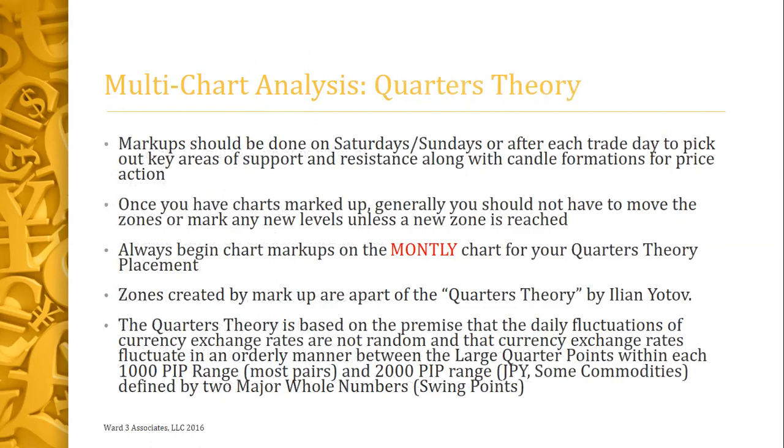Zones created by markup are part of, of course, quarters theory by Elliott Wave. The quarters theory is based on a premise that daily fluctuations of currency exchange rates are not random and that currency exchange rates fluctuate in an orderly manner between large quarter points within a 1,000 pip range for most currency pairs and 2,000 pip range for the JPY pairs and some commodities. And they're defined by two major whole numbers, and those are going to be the swing points.